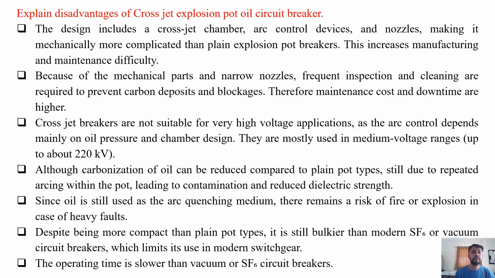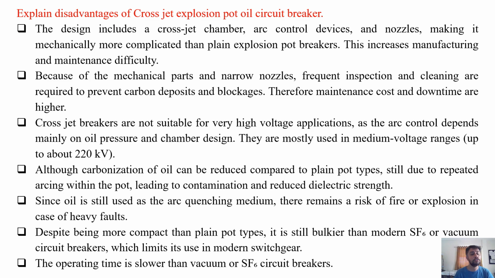Explain disadvantages of cross-jet explosion pot oil circuit breaker. So the design includes a cross-jet chamber, arc control devices, and nozzles, making it mechanically more complicated than plain explosion pot oil circuit breakers. This increases the manufacturing and maintenance difficulties. Now, because of the mechanical parts and narrow type of nozzles, frequent inspections and cleaning are required to prevent carbon deposits and blockages. Therefore, maintenance cost and downtime are higher.